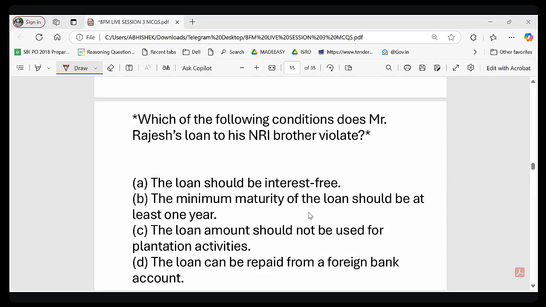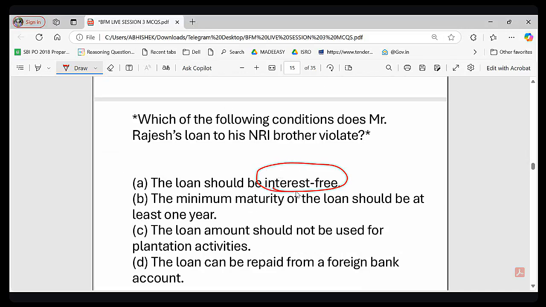RBI permits such a loan to an NRI relative provided certain conditions are met. See, in your BFM book, this case has been clearly written. One of those conditions is that the loan must be interest free. I am telling you again and again, interest free plays a crucial role. If the loan is interest free, then a resident Indian can give an interest-free loan to an NRI family member.